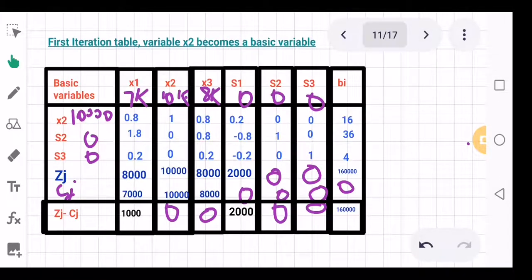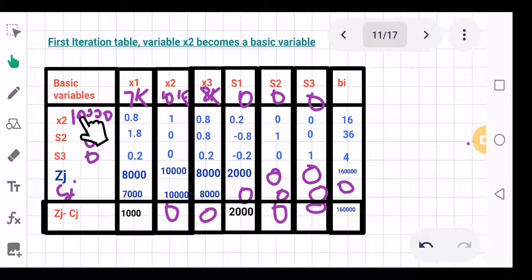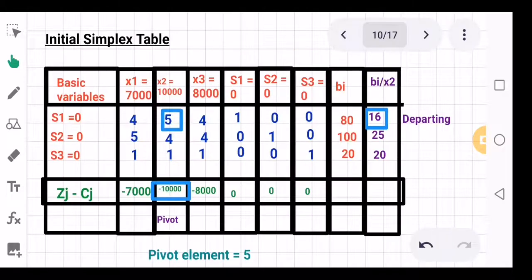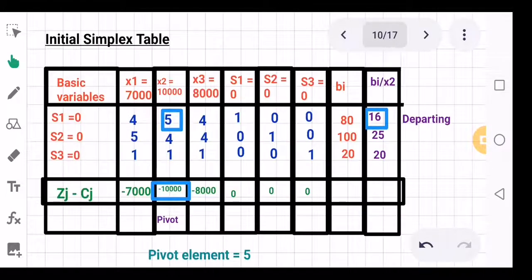And this is your first iteration table. Over that, this is your x2. x2 becomes your variable that is entering. So x2 enters and s1 leaves. So s1 is saying bye and x2 is saying hi. So x2 is basically coming in and s1 is going out.